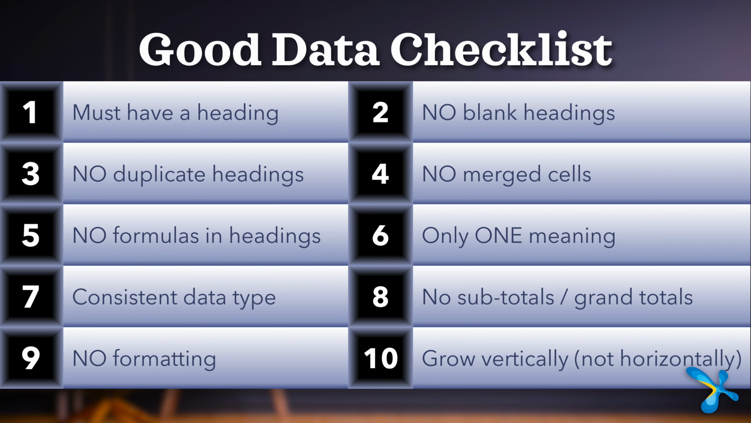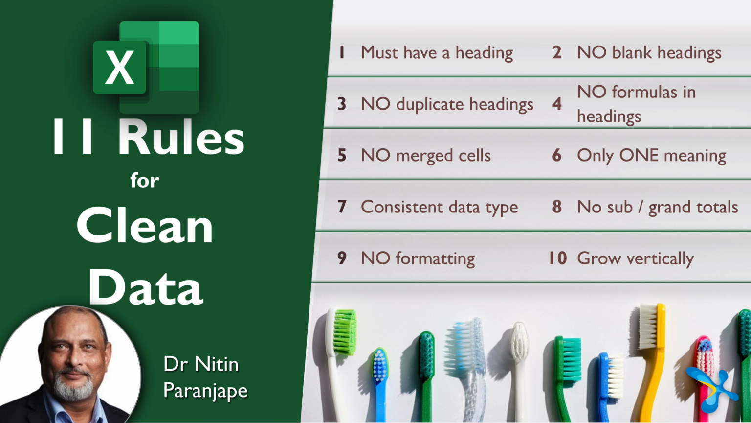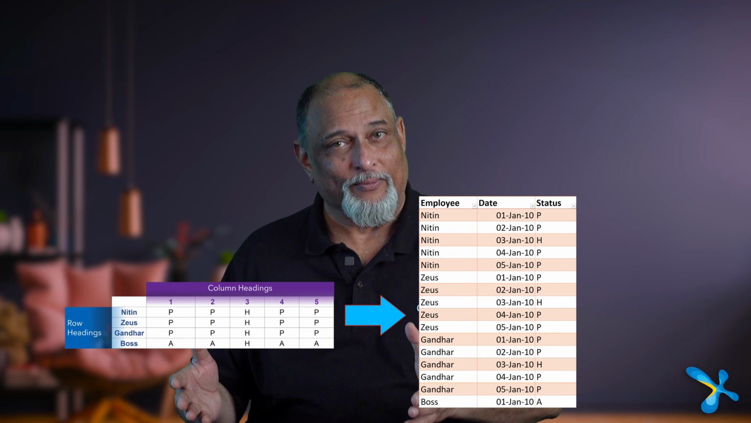So I'll show you a checklist of 10 items. Clean data checklist. I have a detailed video on this topic. Have a look. Now in our example, what is the right format for attendance data? Just 3 columns. Employee ID, date and status. That's it. So now the question is, how do you convert that crosstab data into tabular data?